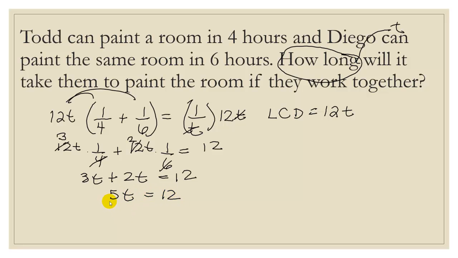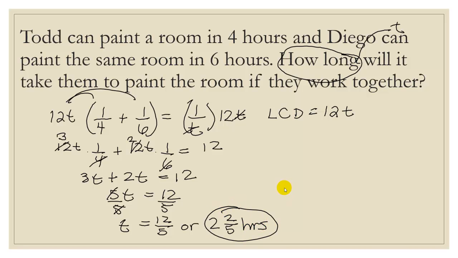Divide by 5 on both sides, and we get that t is equal to 12 divided by 5. Or if we put this as a mixed number, let's see, 5 goes into 12 2 times, and it would have a remainder of 2. So it'd be 2 2/5 hours. And while this is correct, hours are usually expressed in hours and minutes. So it's really 2 hours and 2/5 of an hour.